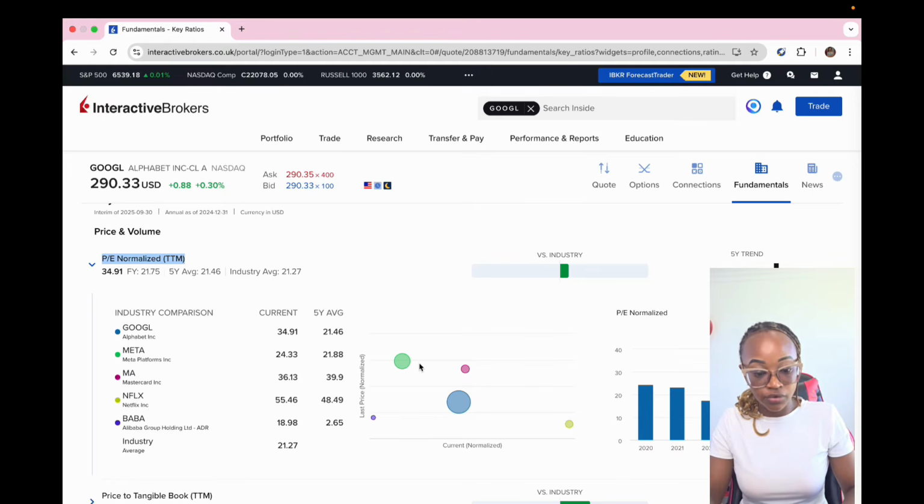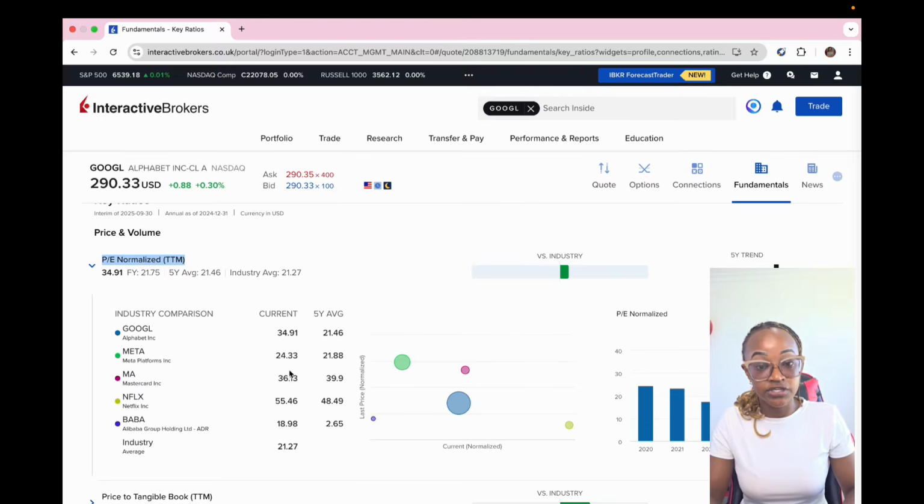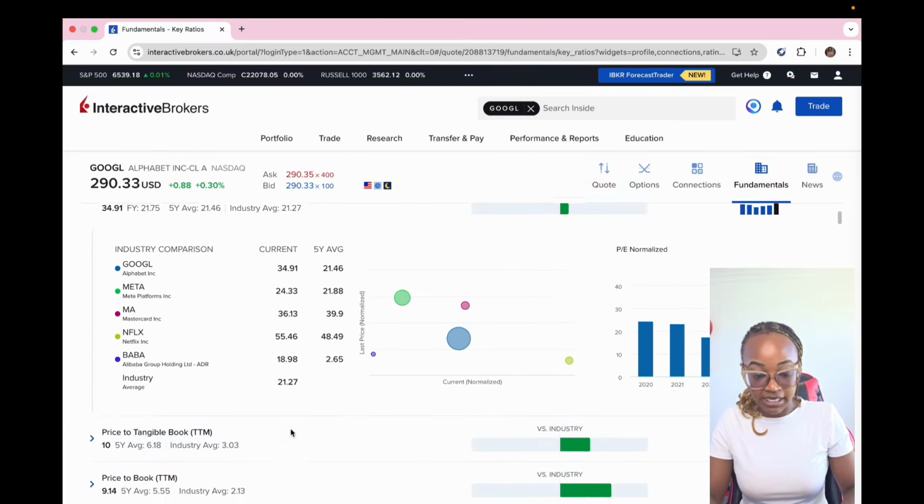Now, as you can see, Google has a PE ratio of around 33.89, which is higher than the industry average of 21.44. So what you'll find out is that most tech companies or most growth companies often trade at higher PEs because the market expects strong future growth. So always compare the PE ratios to the industry average and not in isolation.